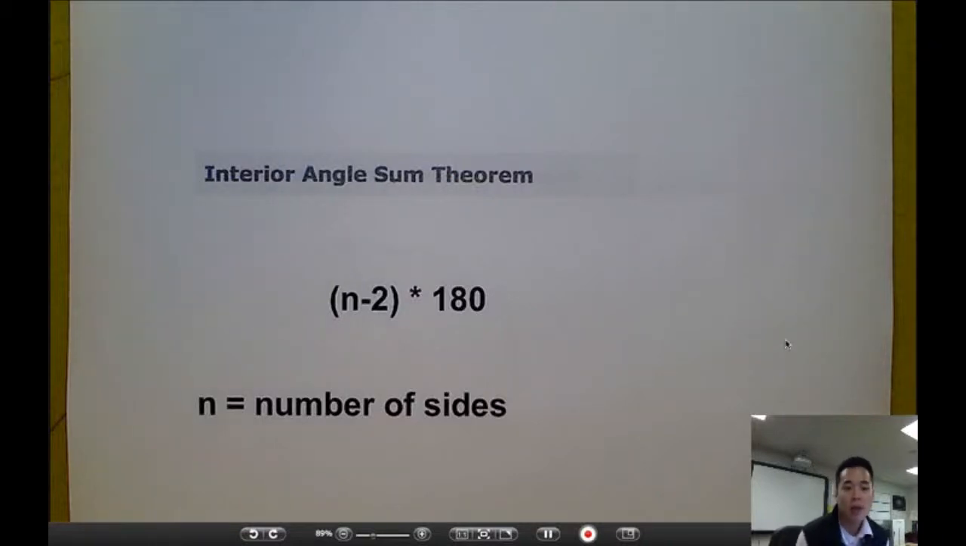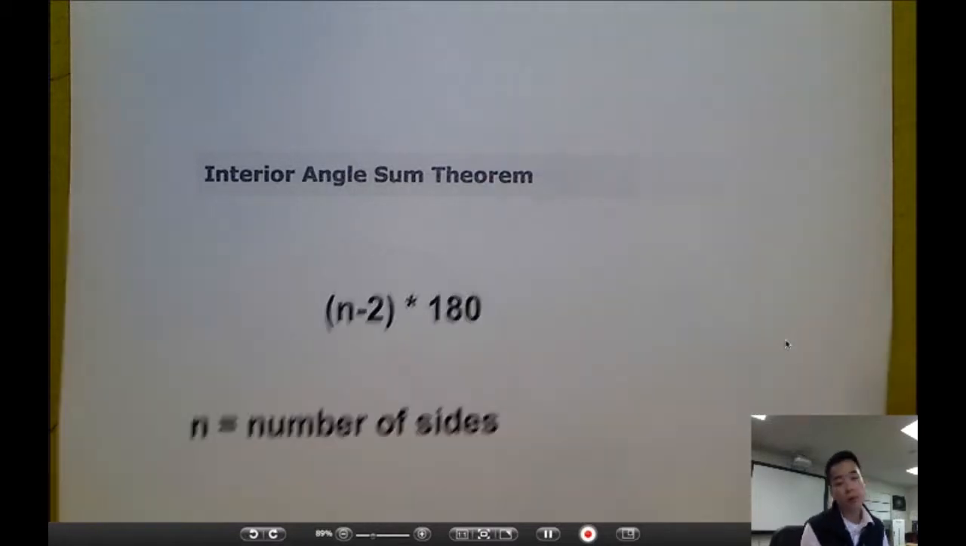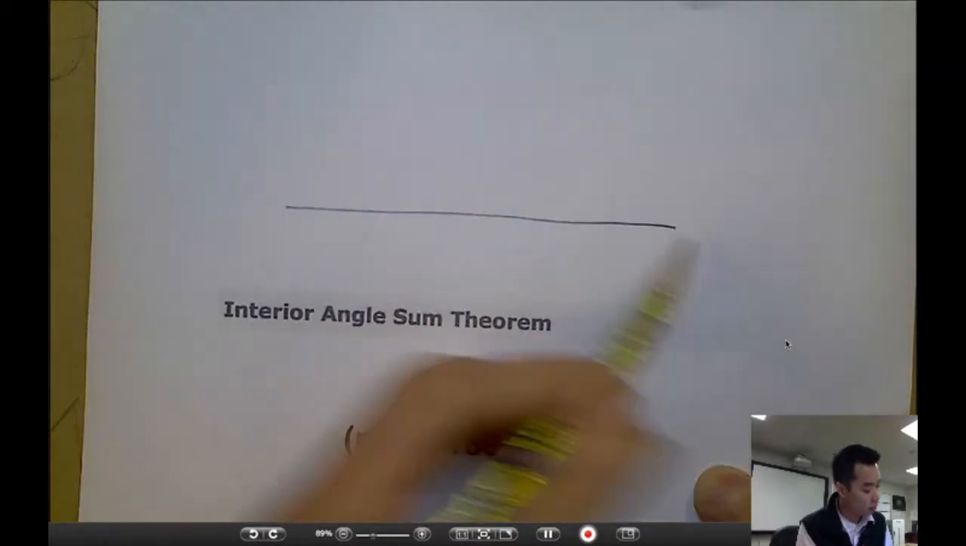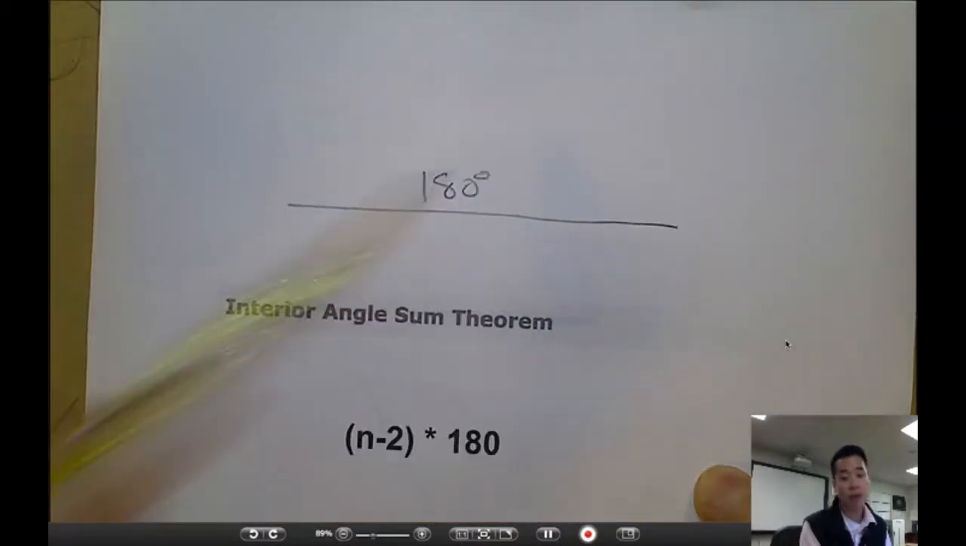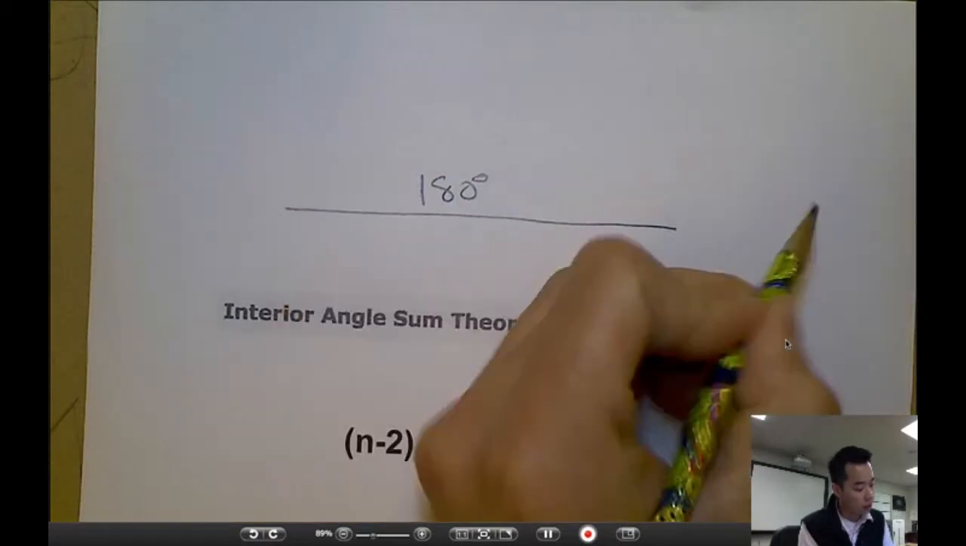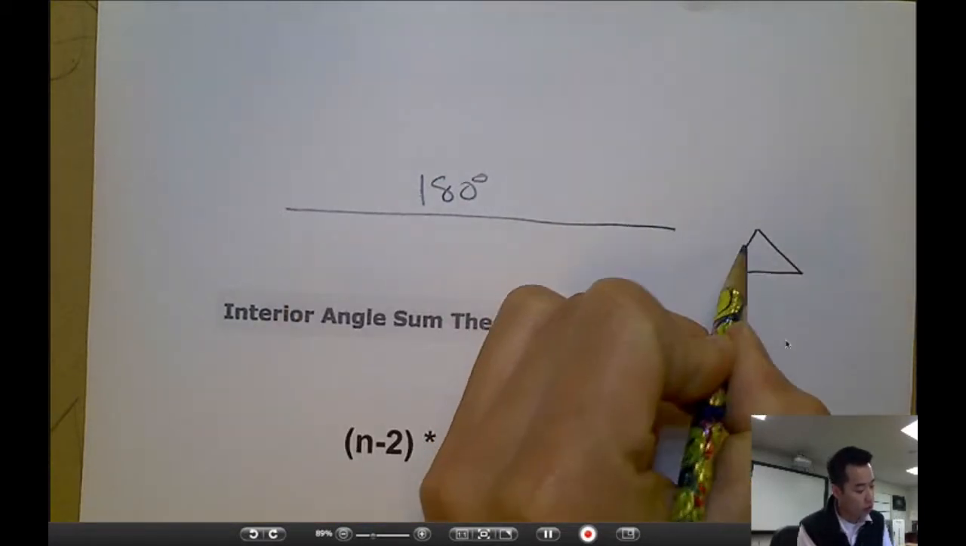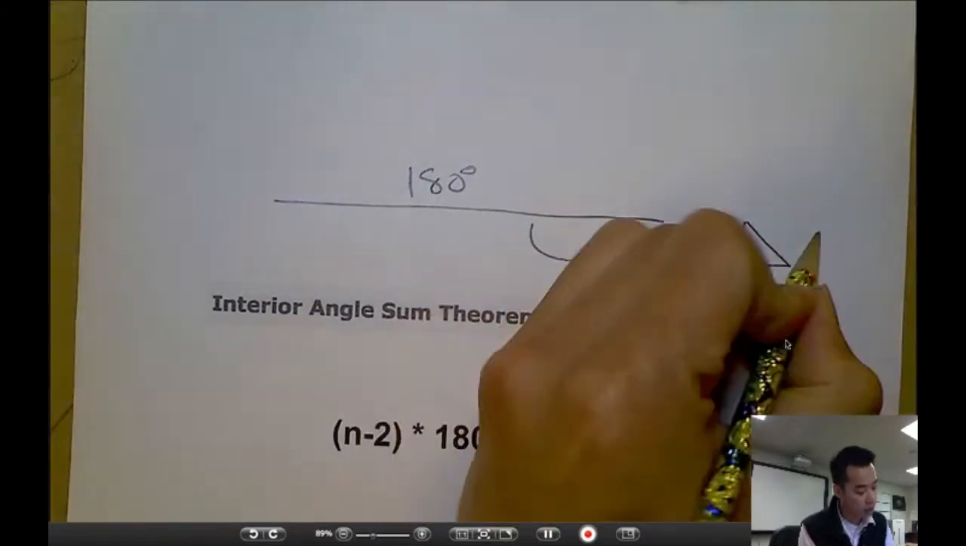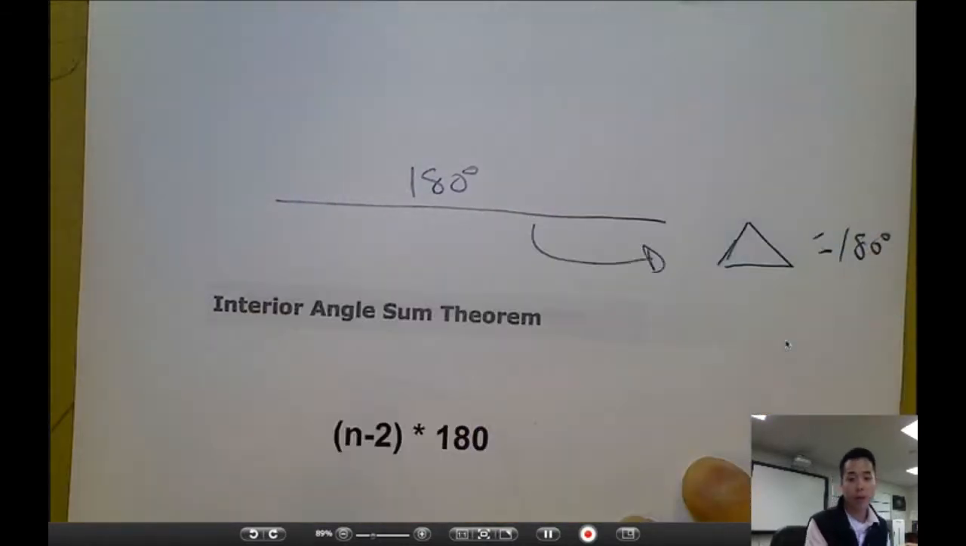Okay, so today we're going to talk about the interior angle sum theorem. We're just in class, we're going to draw some triangles, but remember that if you have a perfect straight line, it is going to be 180 degrees. So because of that, we also know that a triangle, if I took this straight line and formed it into a triangle, still equals 180 degrees.